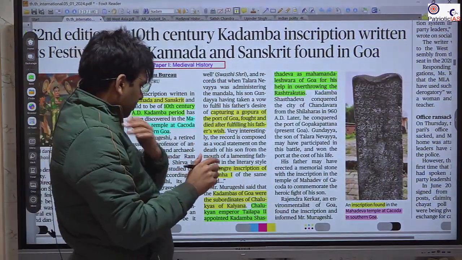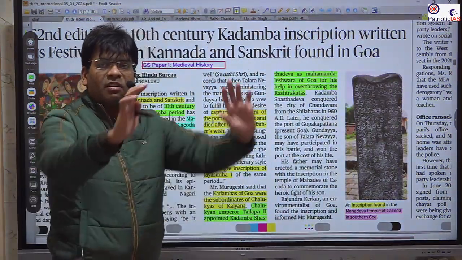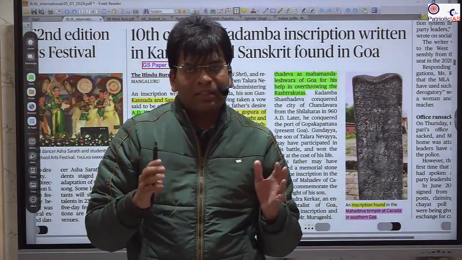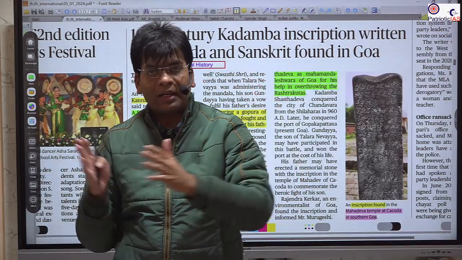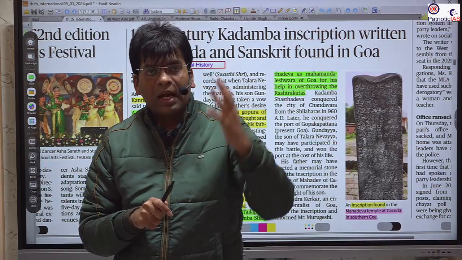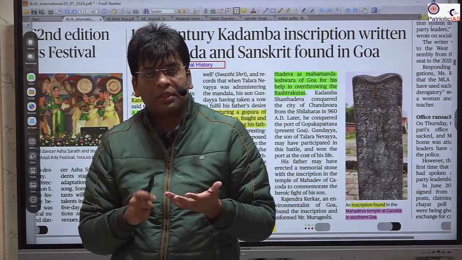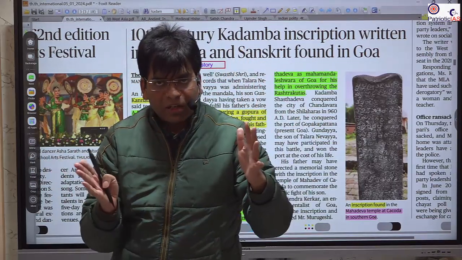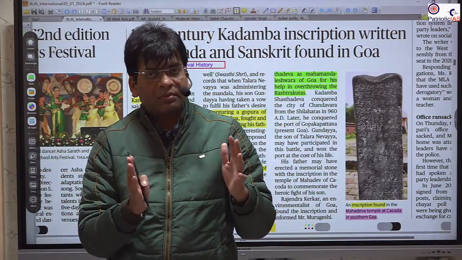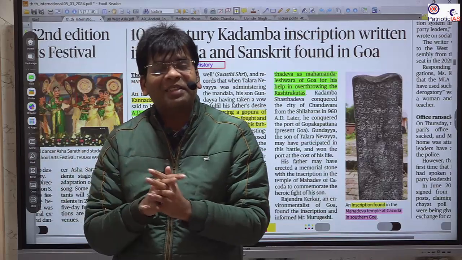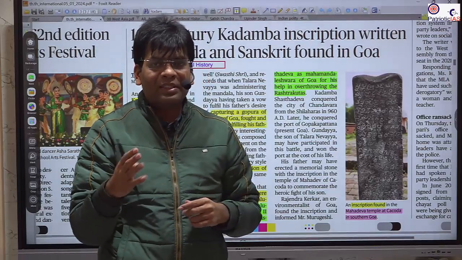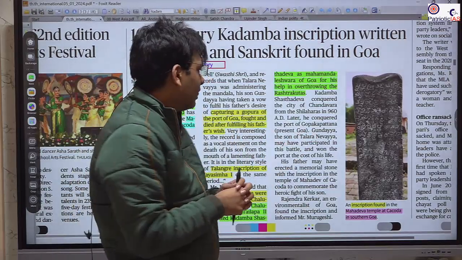Chalukya started a particular Vaishnava style of temple construction. So what is the Vaishnava style? This is the mixture of the Nagara style and Dravidian style. Dravidian style is associated with South India, and the Nagara style is associated with North India, and the mixture of these is the Vaishnava style. So you should know this style. We will read all this in a very detailed manner when we study art and culture.